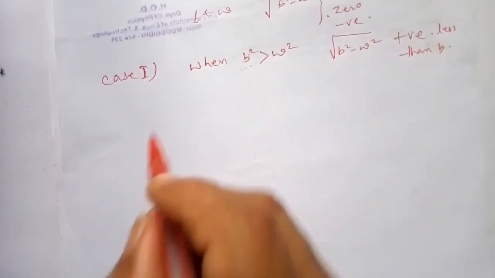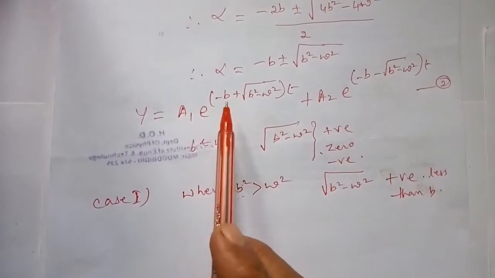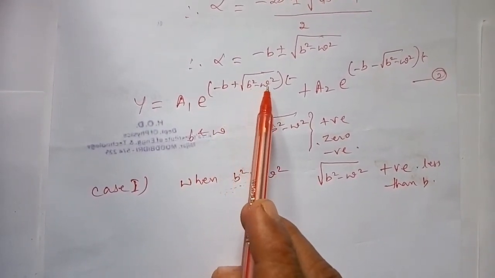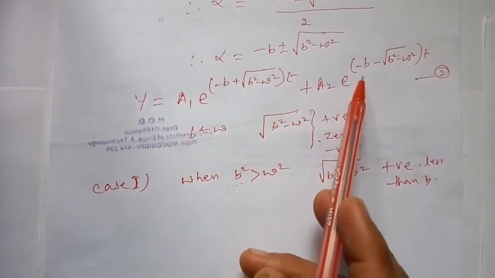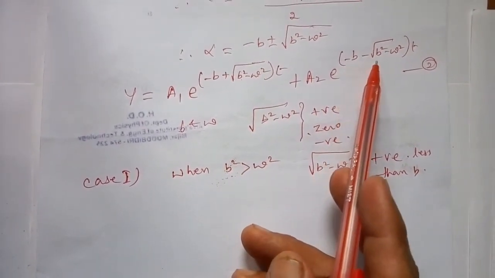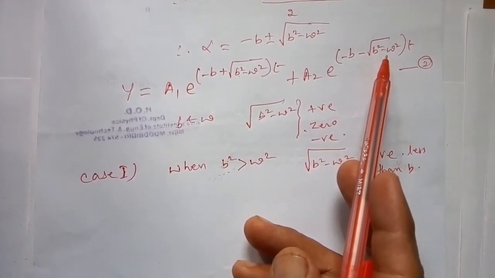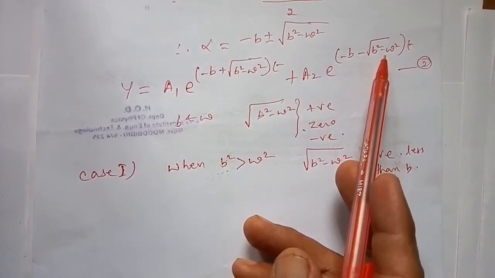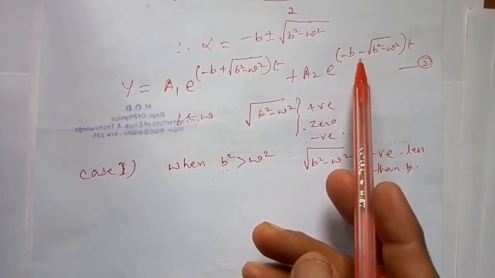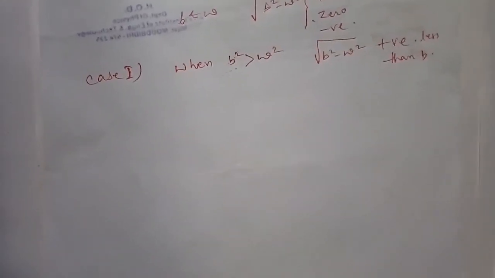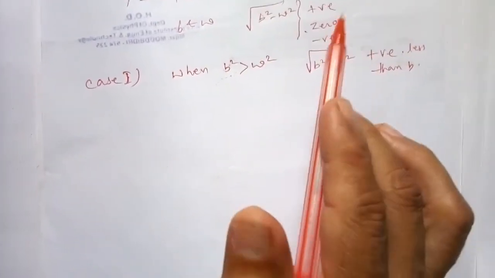Now what happens? The powers (−b + √(b² − ω²)) t and (−b − √(b² − ω²)) t are negative. Thus the displacement consists of two terms, both dying off exponentially to 0 without performing any oscillation.